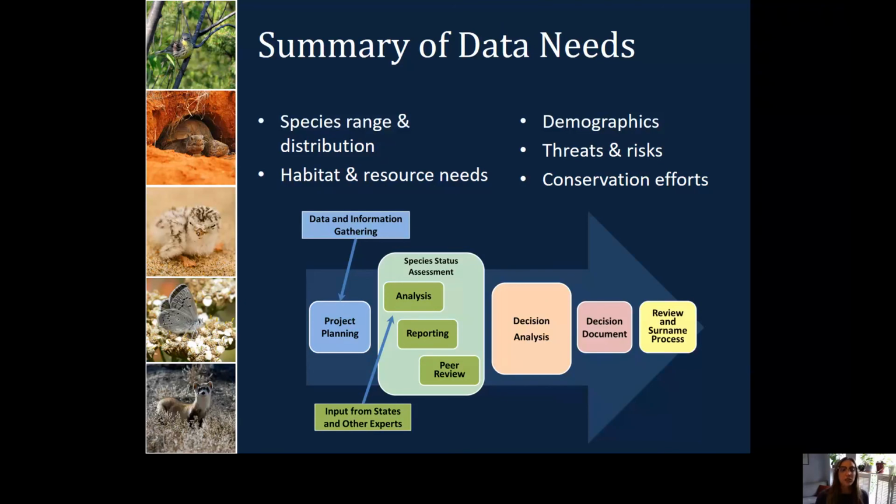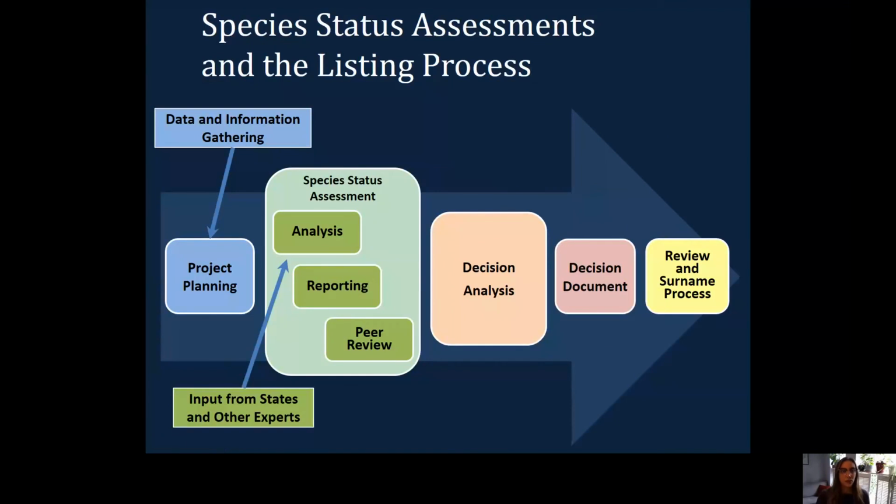So let's take a little bit of a closer look at this workflow and discuss the species status assessment and listing process in some more detail. Following that project planning phase that I mentioned, which includes that data and information gathering, we move into the species status assessment phase shown here in green, which includes completing the analysis, writing a report, then having peer and partner review of that report. And we also get input and information from states and other experts throughout that species status assessment phase.